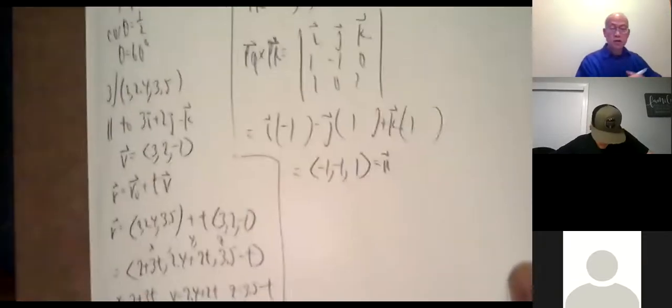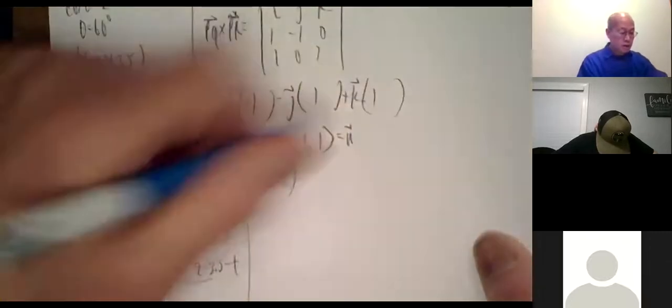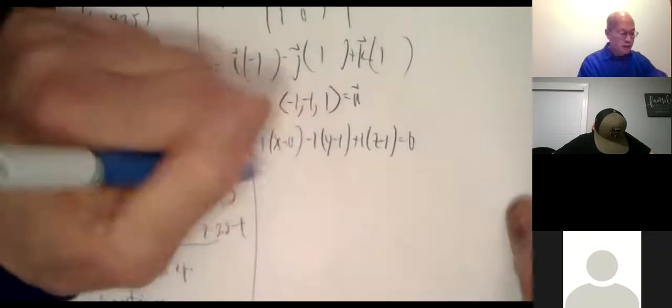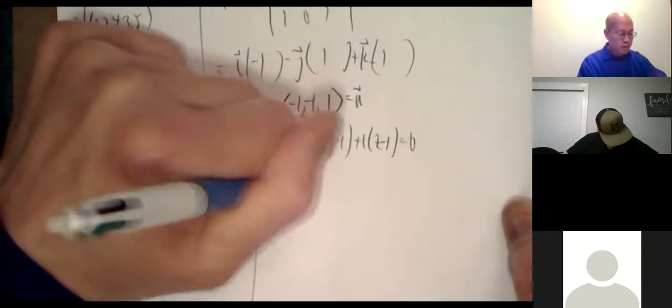Okay, so use that normal vector, use this point. So the coefficients are negative 1, x minus 0. I can pick any point. How about I just pick that one? Minus 1 times y minus 1, plus 1 times z minus 1, equals 0. Okay, clean that up. Negative x minus y plus z.